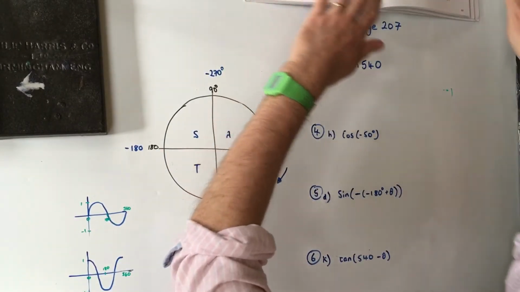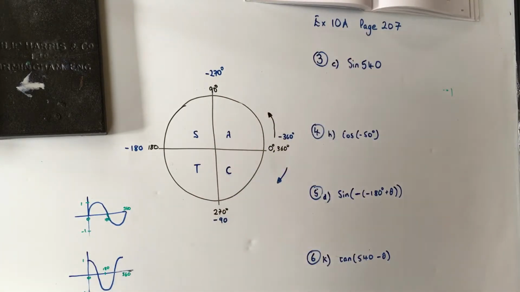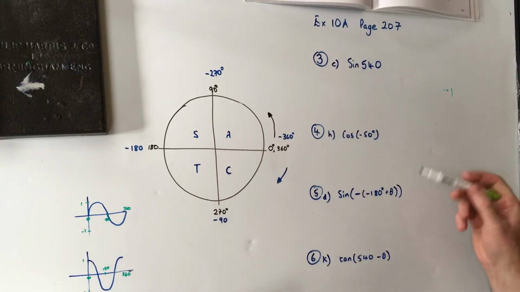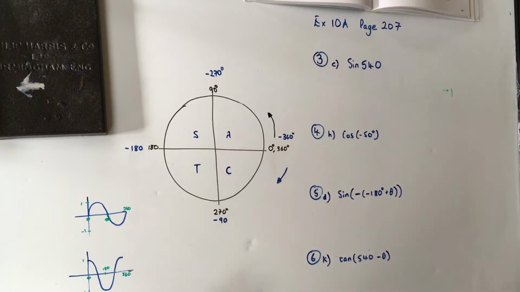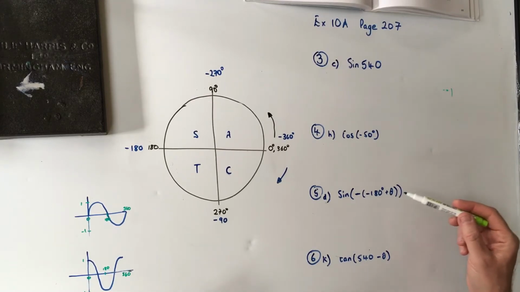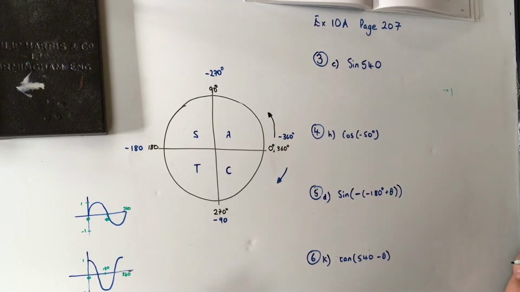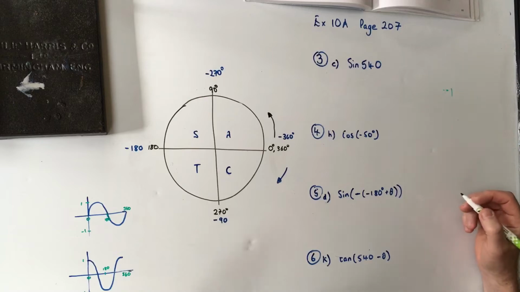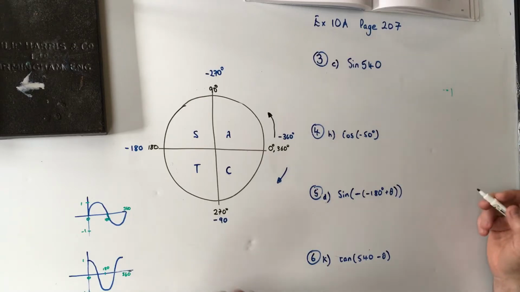Just to make sure that you understand all of these, because some of them, if you look at them, look at that there, it looks a nightmare, doesn't it? So 5D, sine of minus, and in brackets minus 180 plus theta, close brackets again, so looks quite tricky. So I'm going to go through those ones with you now.